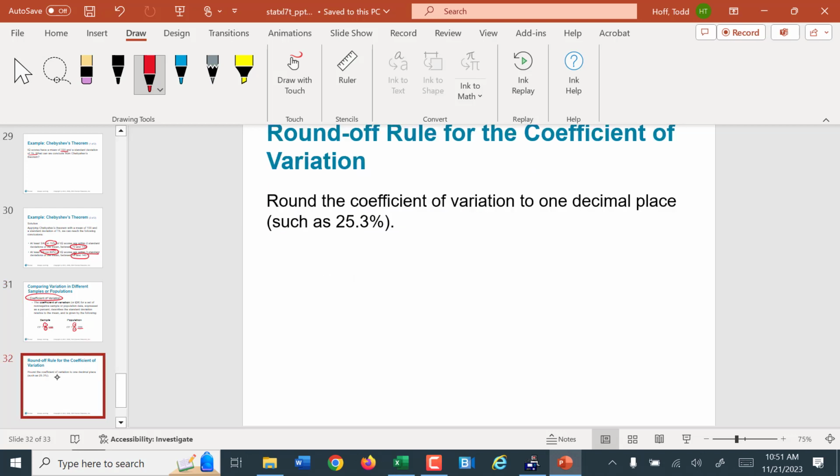The round-off rule for the coefficient of variation is always just 1 decimal place, once it's been turned into a percent. So it's just 1/10 of a percent is what we round off to.